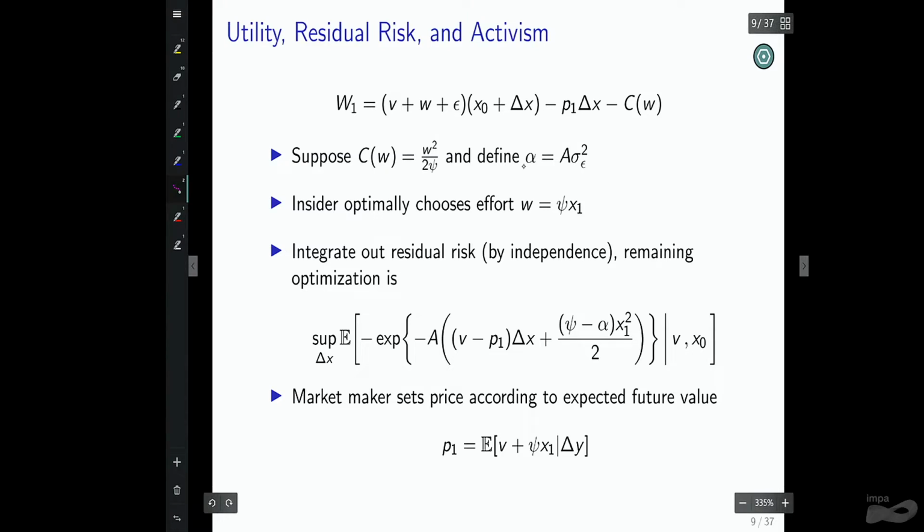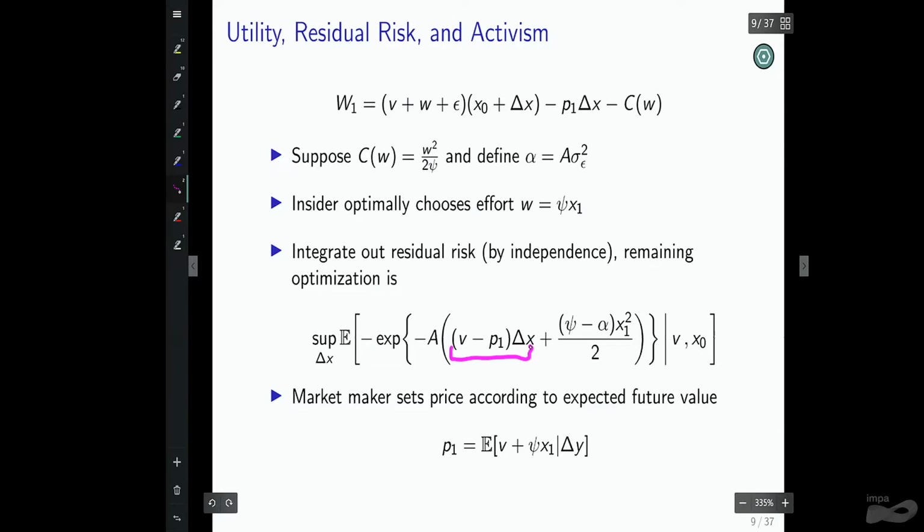I'm also going to be calling alpha residual risk, okay? So it's the risk aversion parameter of the insider multiplied by the variance of this additional noise term. So alpha represents the total risk incorporated into this epsilon. At the end of the trading, it's very straightforward to show that the optimal effort expended by the insider is just psi times their terminal inventory. So from now on, we're always going to assume that the effort is psi times x.